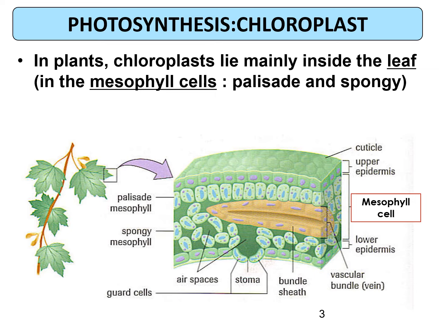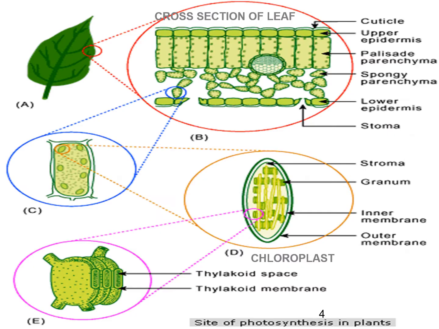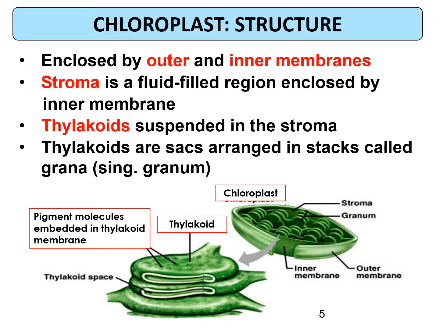Chloroplast lies mainly inside the leaf, which is in the mesophyll cells, including palisade mesophyll and spongy mesophyll. Palisade mesophyll is the part where the cells are packed, while the spongy mesophyll is where there are lots of intercellular spaces. Okay. So these are the cells, plant cells. The green dots here are the chloroplasts in the cell.